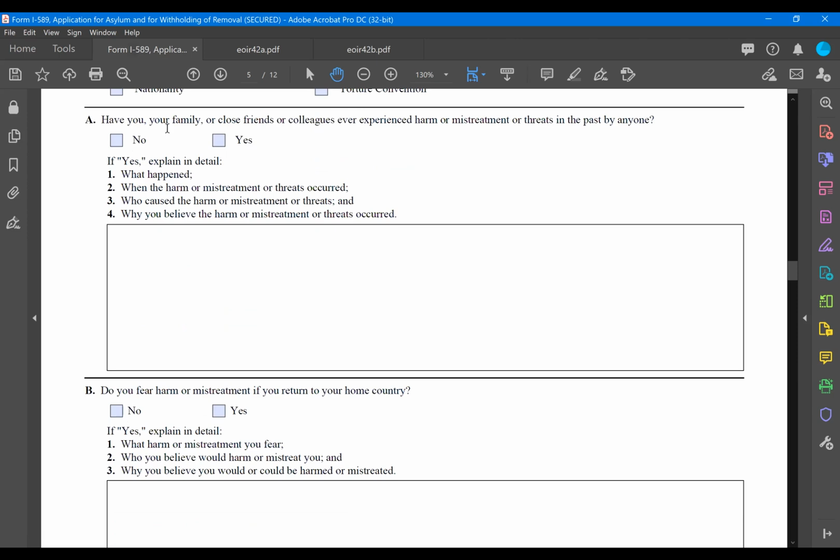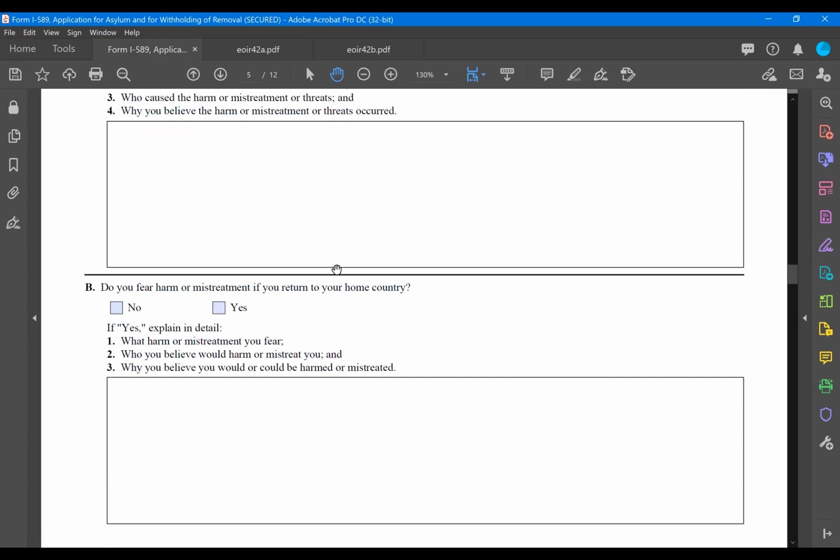So here's that question: have you, your family, or close friends or colleagues ever experienced harm or mistreatment or threats in the past by anyone? And what I want to point out here, this is a really broad question. Read the questions really carefully. If anybody you're even remotely close to, even if you are not related to them in any way, has experienced even just threats, you can put that here. It's a really broad question that allows you to put kind of any harm, threats happening to you, your family, your friends, people you work with. And then you have to explain what happened.